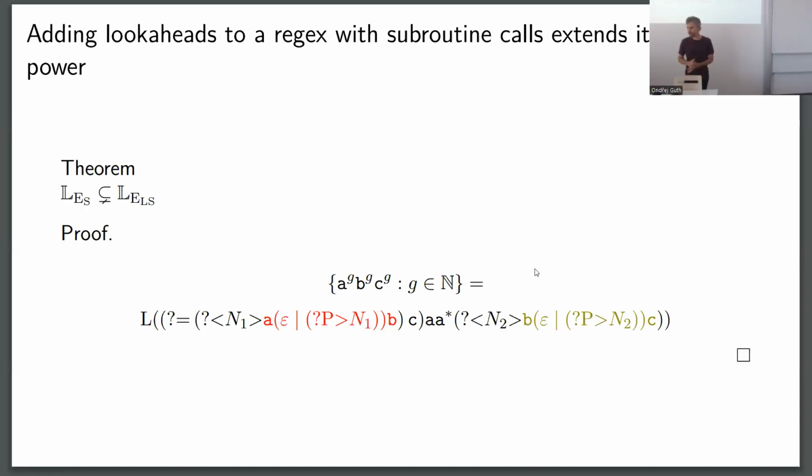Okay, but this is not all, because if you remember, in the beginning I told you that lookaheads and lookbehinds do not extend the expressive power of classical regular expressions. But if we add them to back references, they do extend the expressive power of back references. So the question is whether they can do the same thing with subroutine calls, and the answer is positive. Yes, they can. Here I have proved it by example.